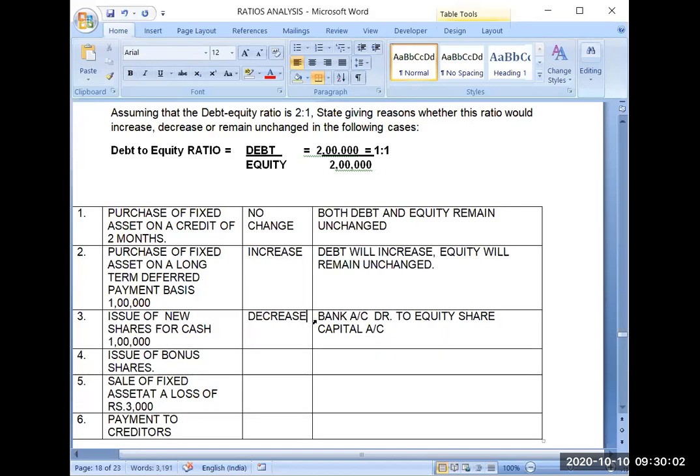And here we will mention the reason. The reason will be debt will remain unchanged, only equity is increasing.